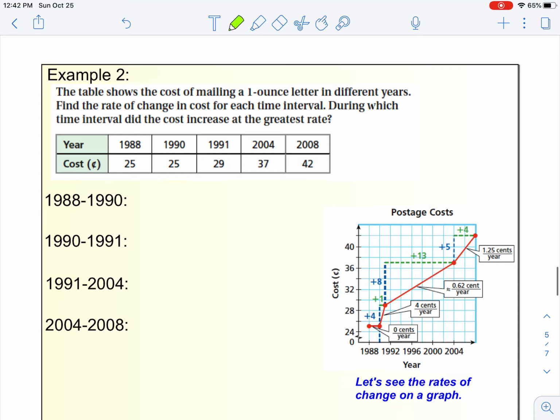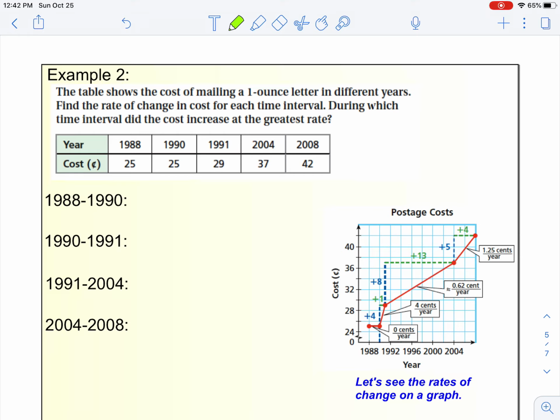Okay, so here's another example. This table shows the cost of mailing a 1-ounce letter in different years. Find the rate of change in cost for each time interval, and then again, during which time interval did the cost increase at the greatest rate.